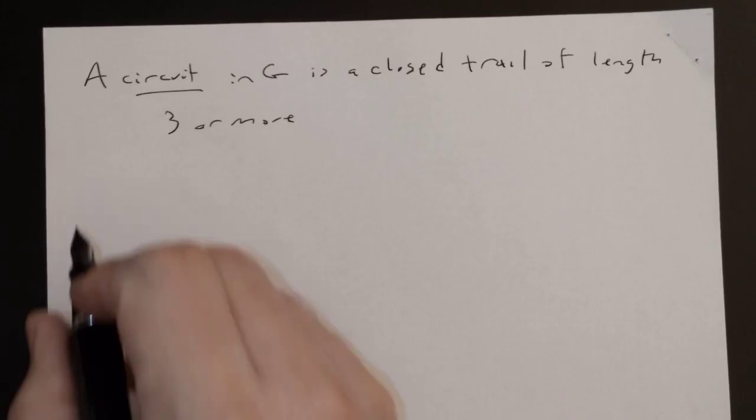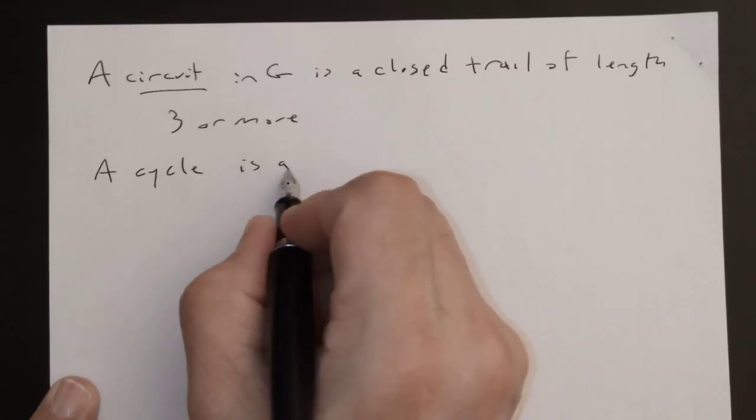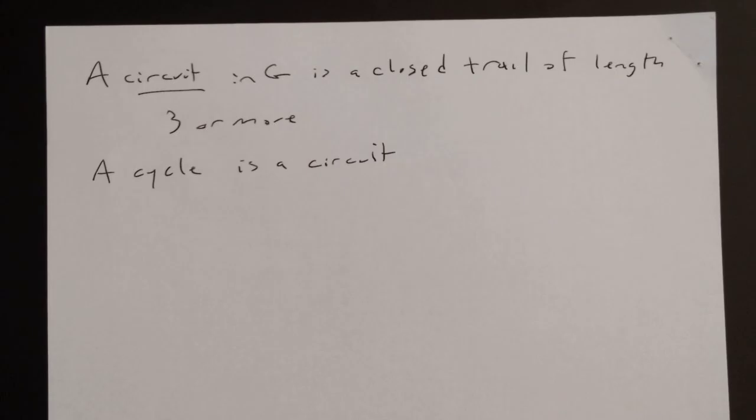A cycle is a circuit with only one repeated vertex, the start and end.